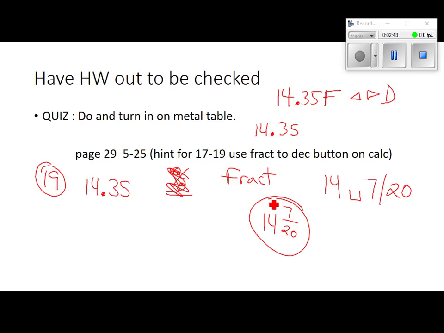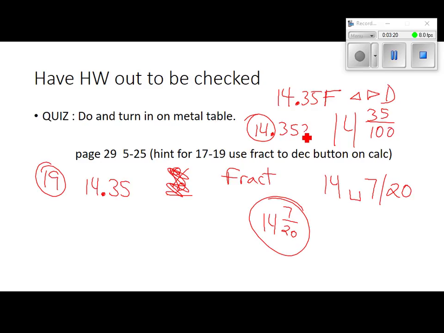Now, if you didn't know how to do that using the calculator, or if you couldn't use it for whatever reason, and we're just going to change it to a fraction, number one, this is our whole number, so that's going to stay the same, 14. Then you count the places: this is the tenths place, that's the hundredths place. So I take that number, 35, and since the 5 is in the hundredths, I put it over 100.